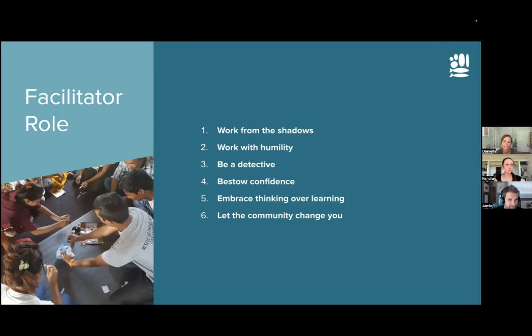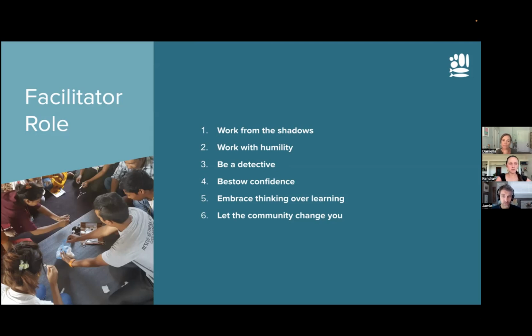Bestow confidence. Often people come into this discovery process with a lot of hesitation, with a lot of doubt. Number one, because it's a different approach to doing development. And at some level, it seems like it's not really that effective. What do you mean? We're going to just sit around and talk about what we have? Well, we're poor, we're vulnerable, we don't have a lot. Why would we start there? It doesn't make sense.